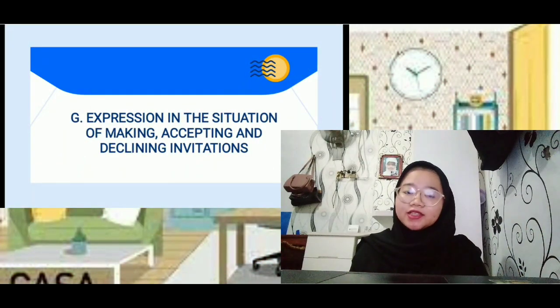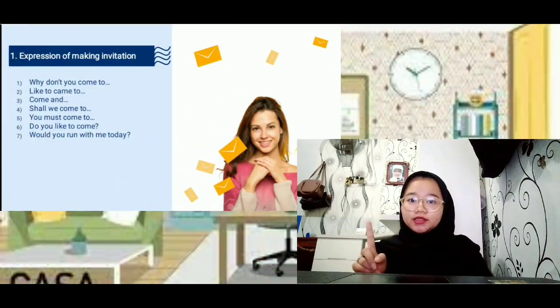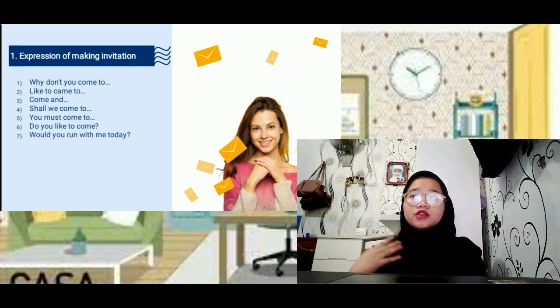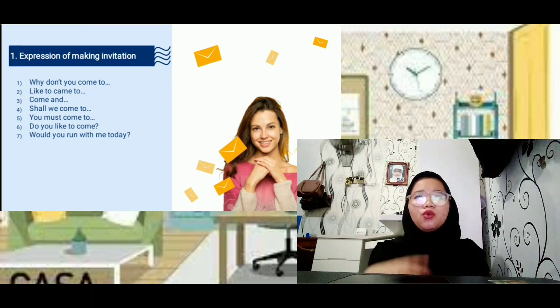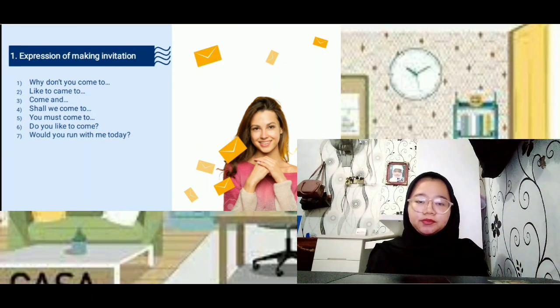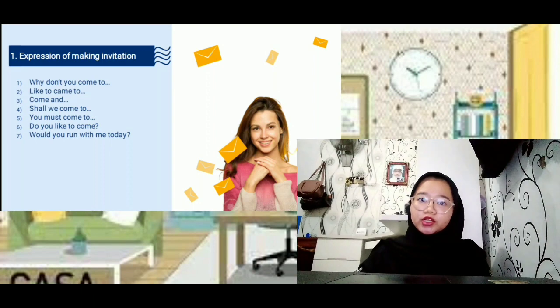Okay, in this slide, we are going to talk about expressions in the situations of making, accepting, and declining invitations. One, expressions of making an invitation. Examples of expressions of making an invitation are: One, why don't you come to the party? Two, would you like to come to the picnic? Three, come and join the meeting.